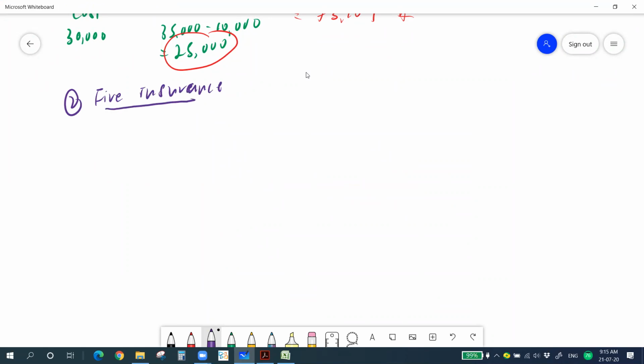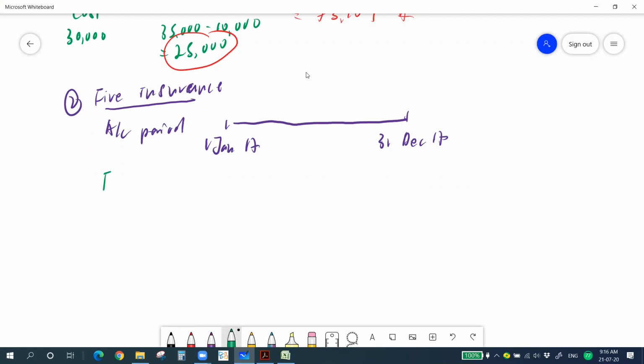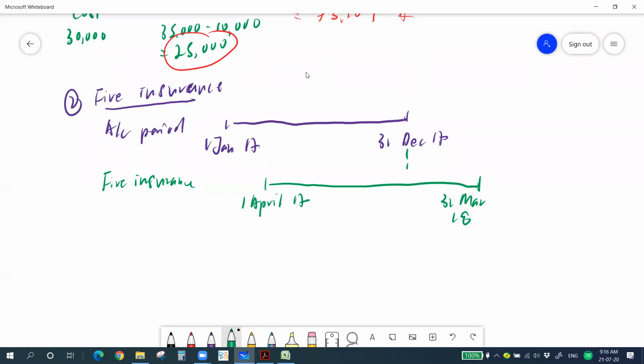So for this fire insurance, the financial period, the accounting period for the company is 1st January 17 to 31st December 17. And the fire insurance, the period cover from 1st April 17 to 31st March 18. So obviously we have made the payment which is beyond the financial period, right? So what is this? This is a prepayment. Prepayment by 3 months.